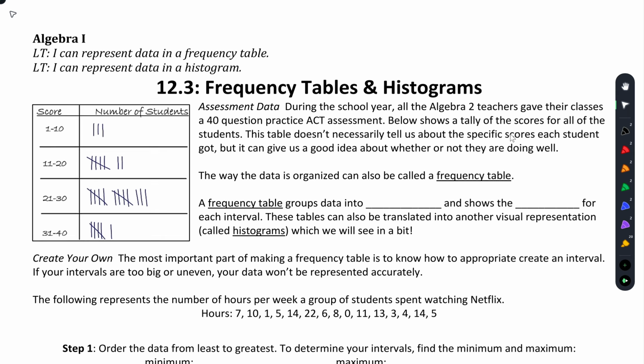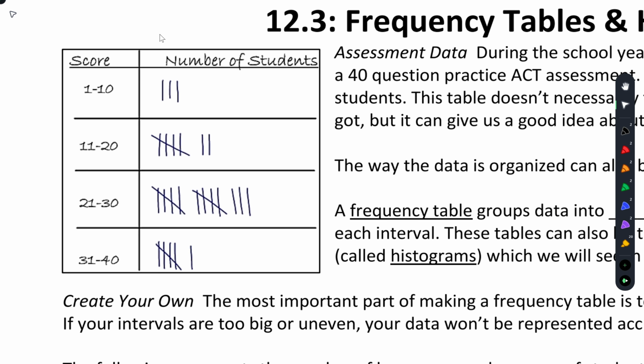Note, this table is not telling us the specific scores for each student. It's giving us a range of their values. So for example, how many students scored between a 1 and a 10? There's 3 tally marks. That means 3 students are in that range. So on and so forth. If we look at the bottom, the upper end of our students, who scored between a 31 and a 40, there's 6 tick marks there.